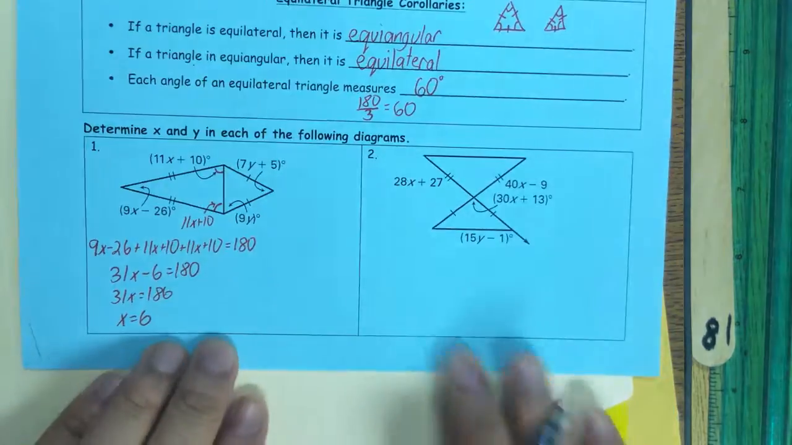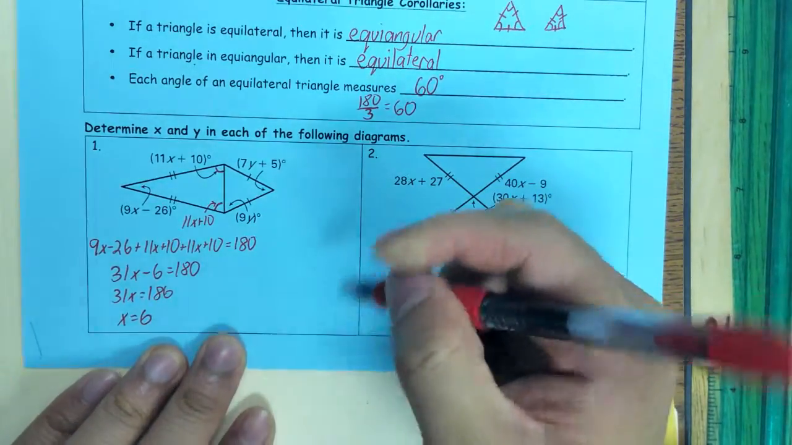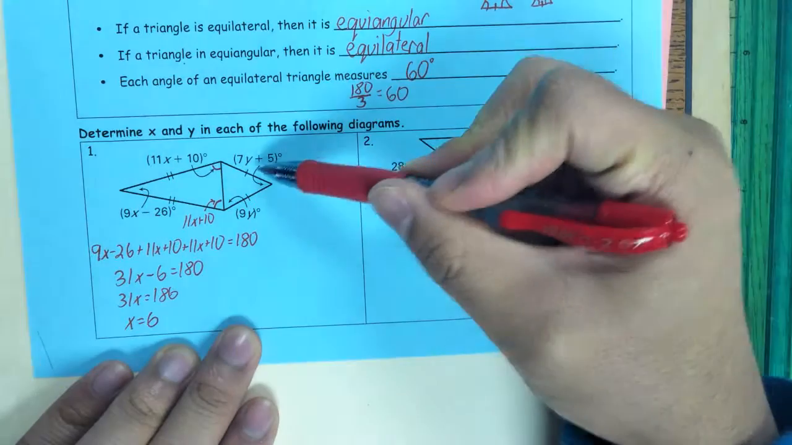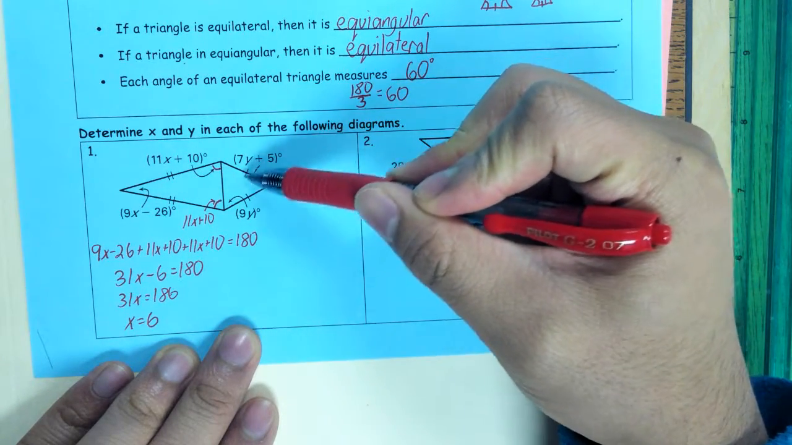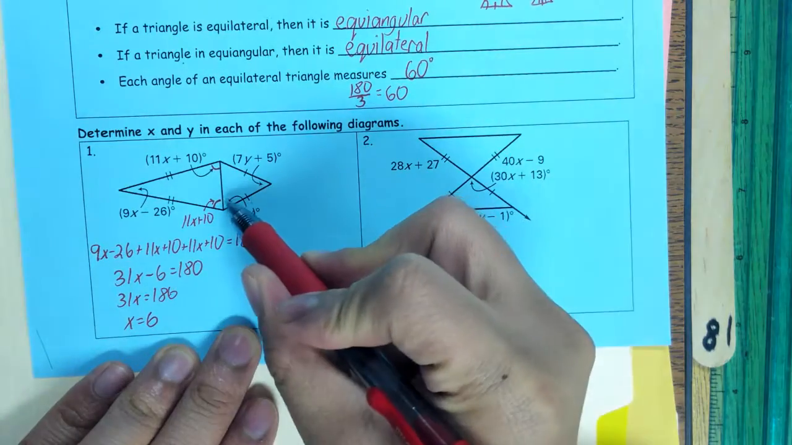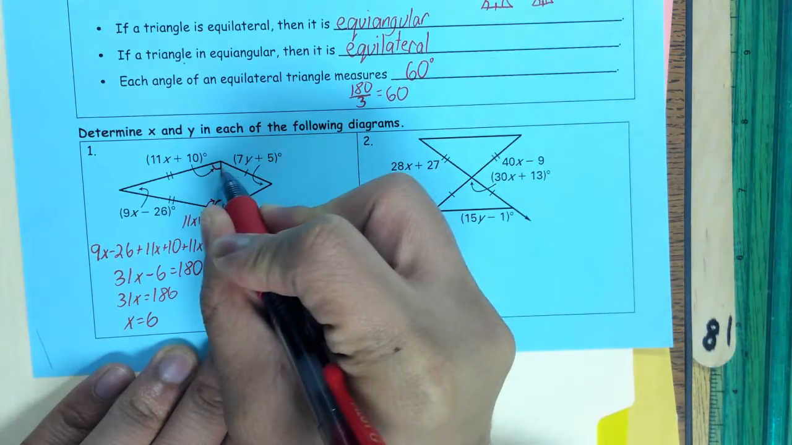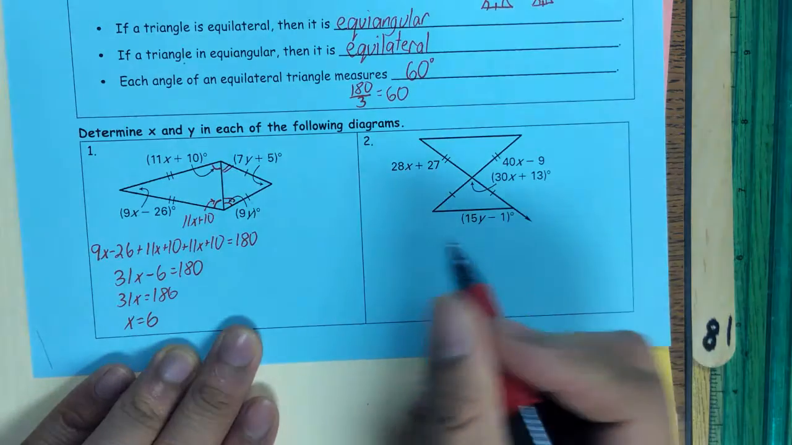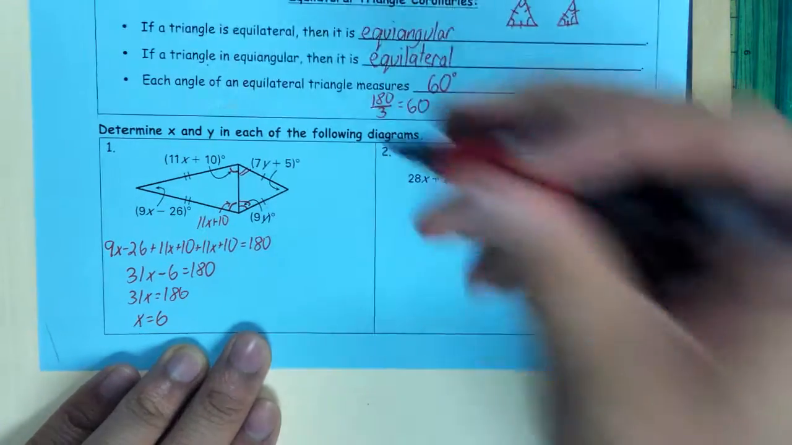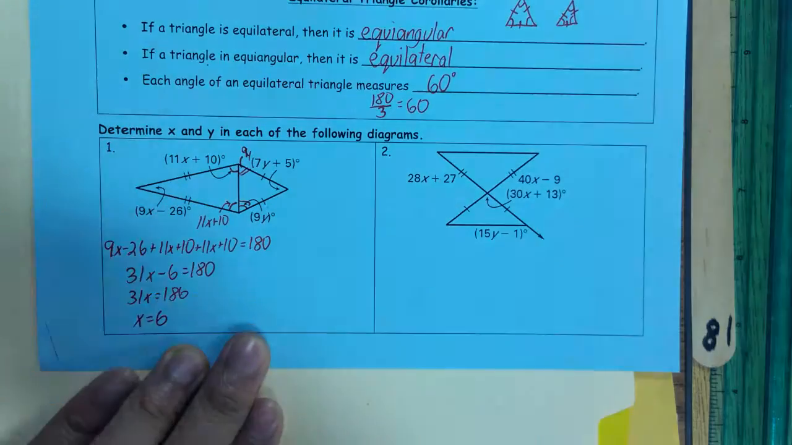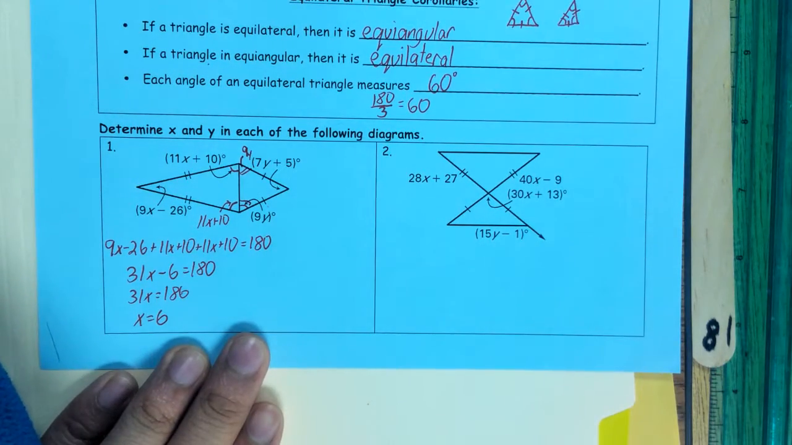Alright, so the same idea happens for y. These two sides are congruent. That means this angle over here is congruent to this angle up here. So if my bottom angle is 9y, that means my top angle is also 9y. So I would like you to pause this video and spend a moment to go ahead and write the equation.